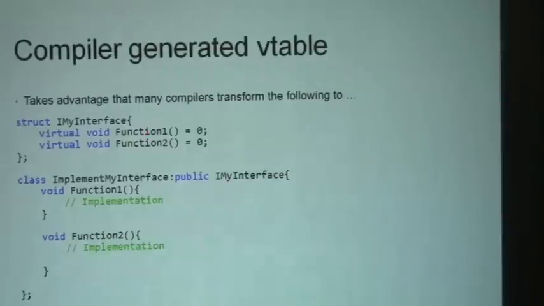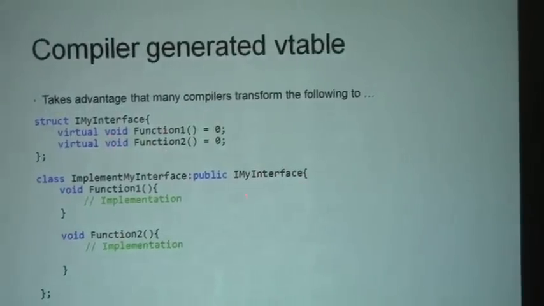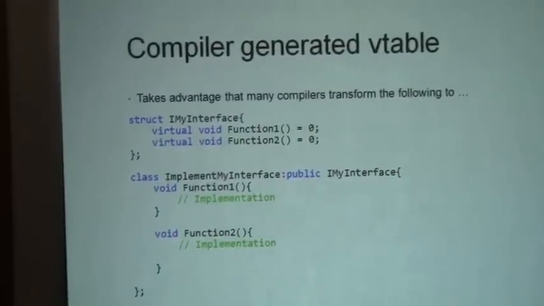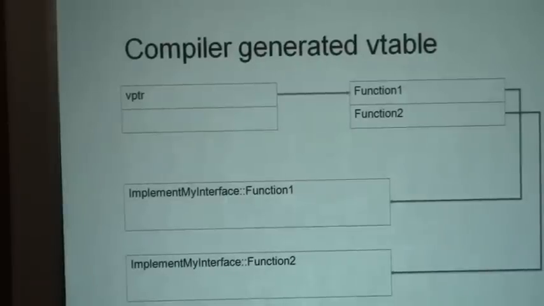So one way to do an object is take advantage of compiler-generated vtables. If you've got this abstract interface here, with pure virtual function 1 and function 2, you can derive and do your implementation. The compiler will basically generate this structure. You've got your vptr, which points to an array of function pointers, and function 1 will go to here, function 2 will go to here.